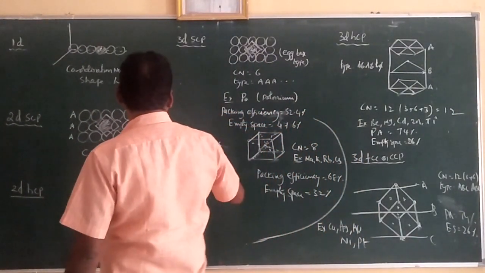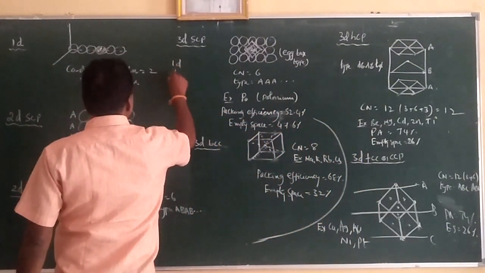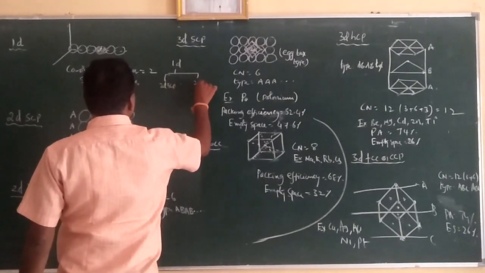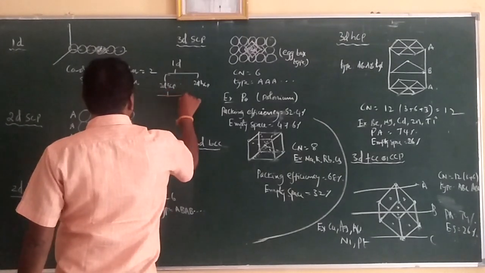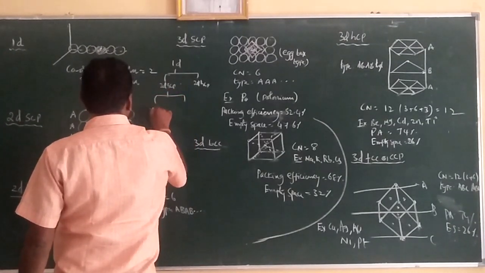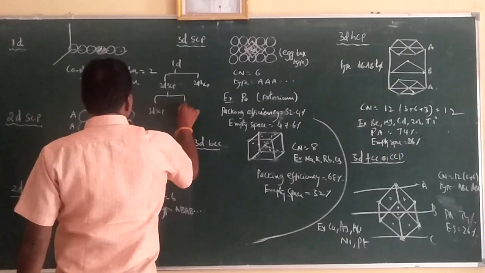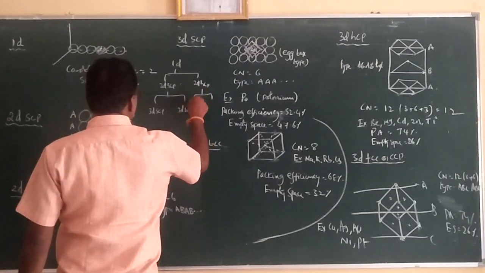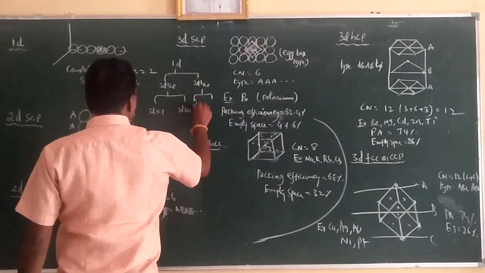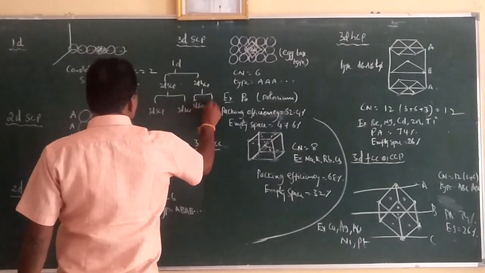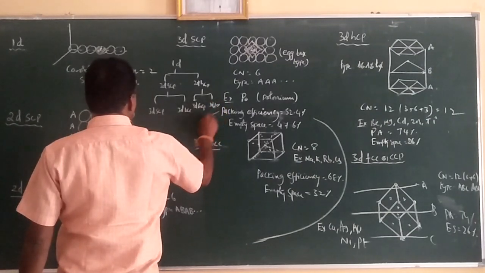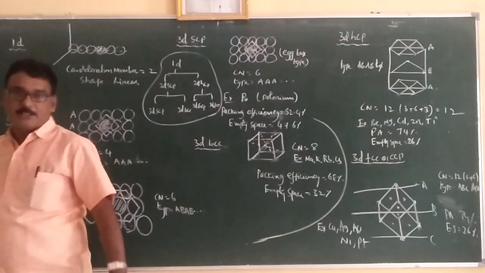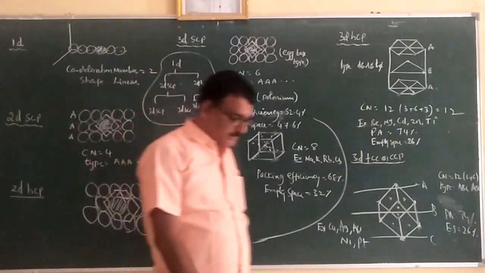Briefly, I told you one dimension is divided into 2D SCP and 2D HCP; 2D SCP leads to 3D SCP and 3D BCC, and 2D HCP leads to 3D HCP and 3D FCC. Last class we discussed the flow sheet for the close packed structures.